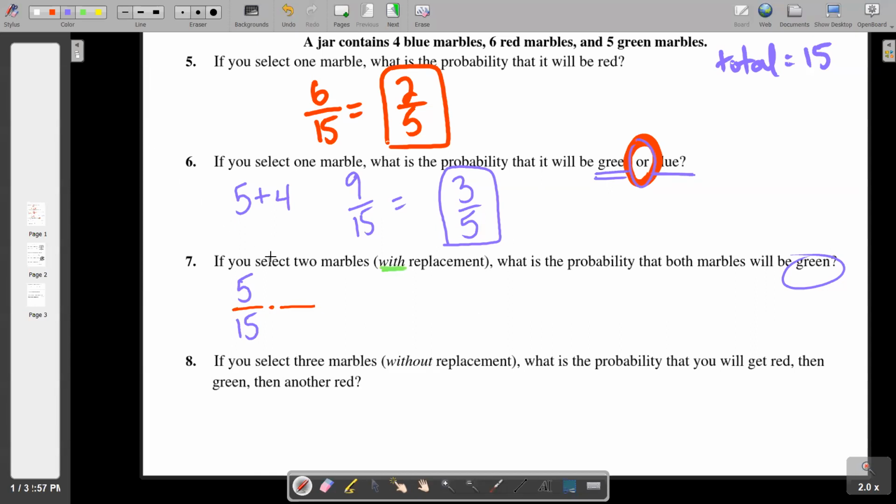Yeah, it's the same thing. Second verse, same as the first. Like when you return that green marble, you're returning the jar to its original state. And at this point, you would be wise to reduce the fractions before you multiply. So I would reduce them both down to 1/3. And then when I multiply them together, I would get 1/9, and that gets a box.